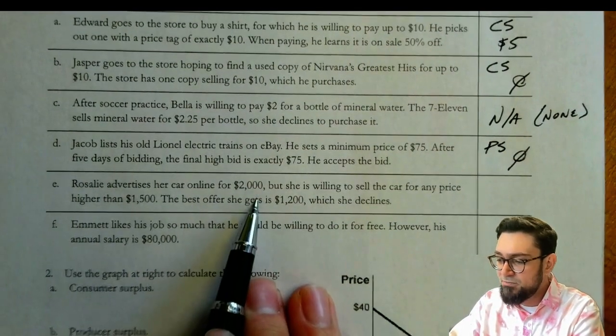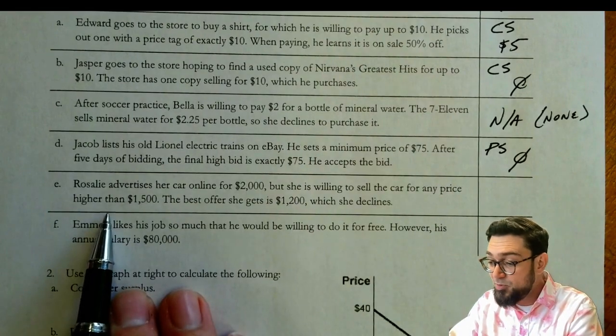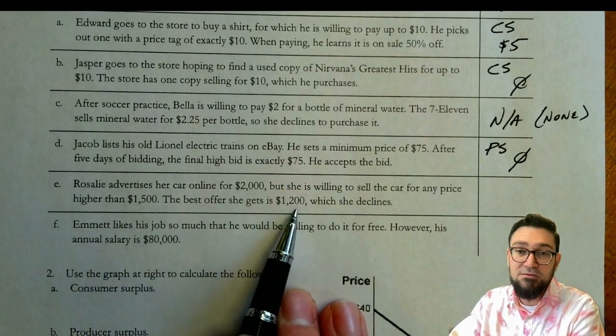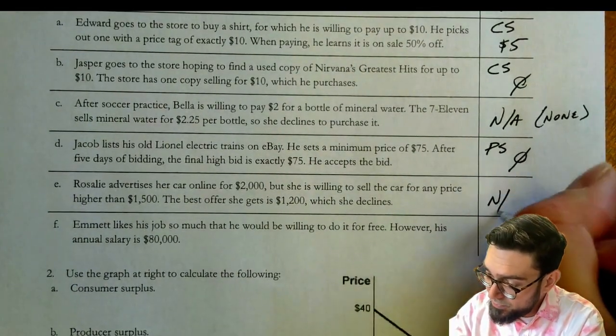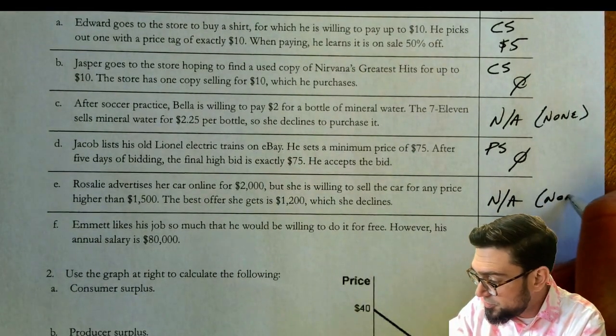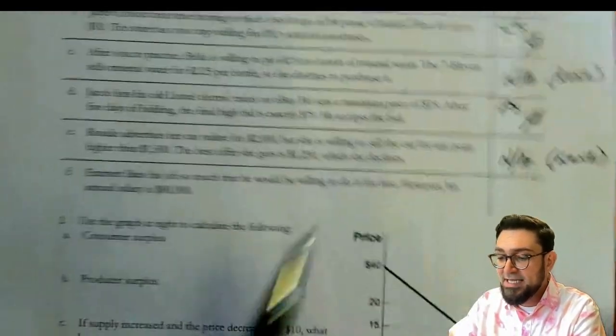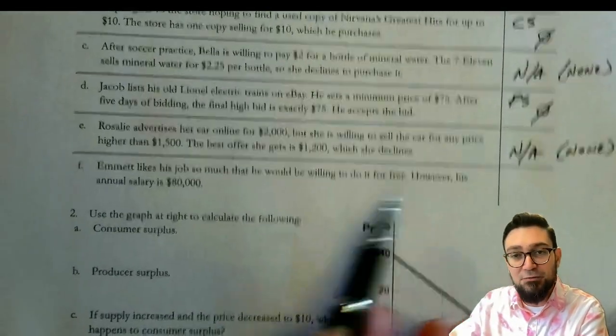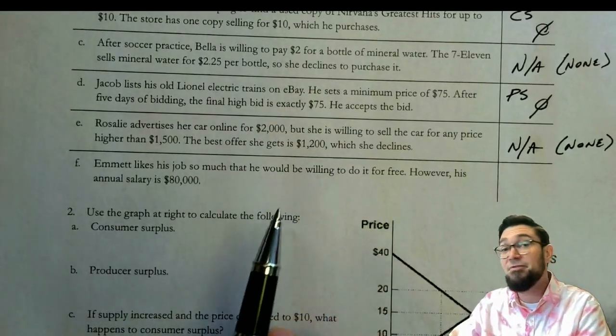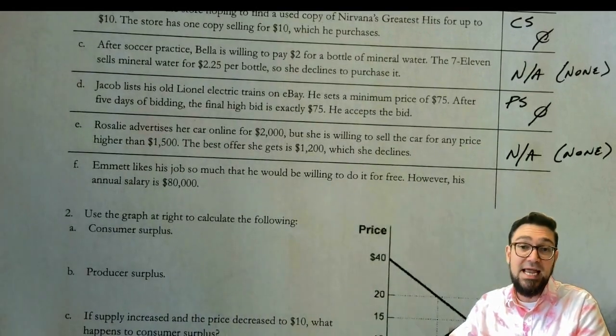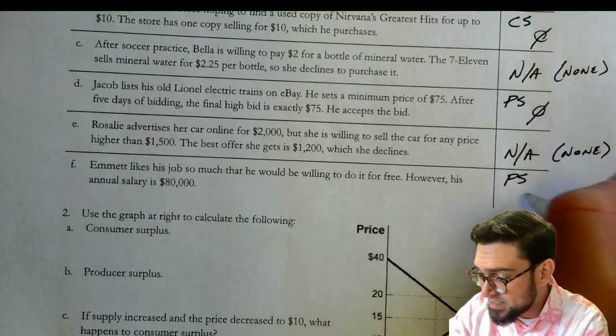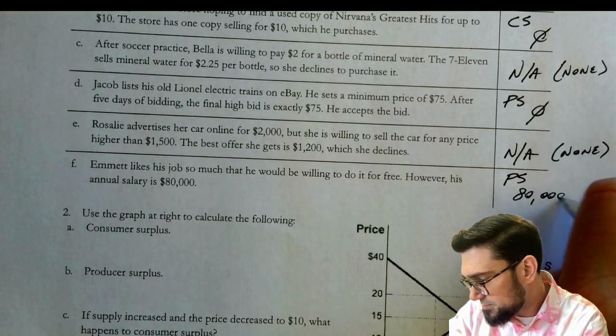Rosalie advertises her car for $2,000, willing to sell it for any price higher than $1,500. She gets an offer for $1,200 though, and she declines it. So she's not actually transacting. There's no surplus whatsoever. Last, Emmett loves his job so much he's willing to do it for free. So he's willing to supply it for 0. He actually earns $80,000. So we would say his producer surplus is $80,000.